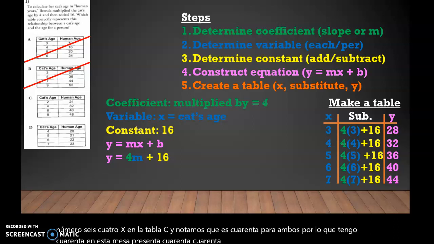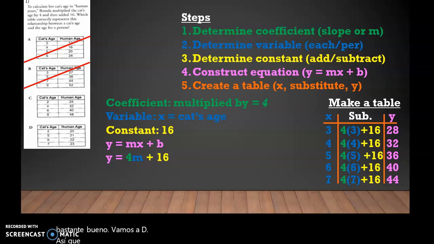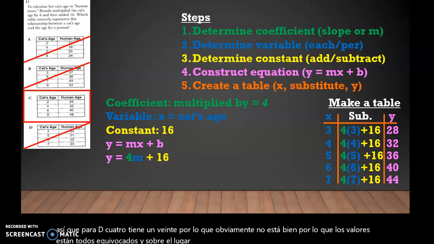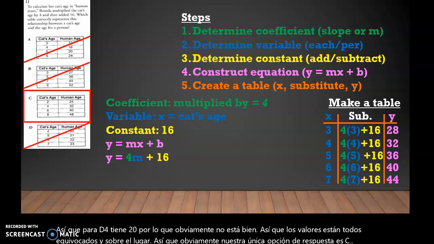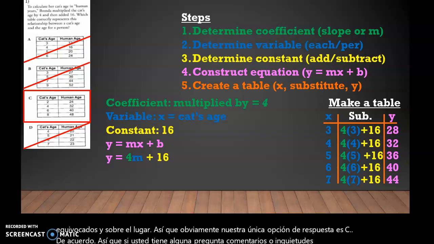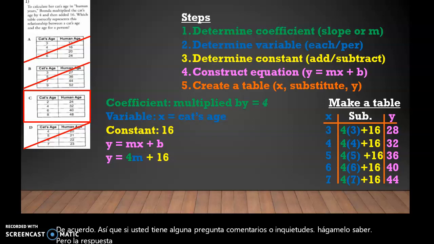So let's go on to D. So for D, 4 has a 20, so that obviously is not right. So the values are all wrong and all over the place, so obviously our only answer choice is C. Okay, so if you have any questions, comments, or concerns, let me know, but the answer for number 1 is going to be C. Okay, we're going to go ahead and move on.